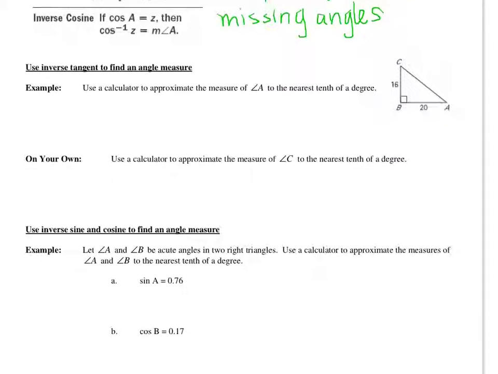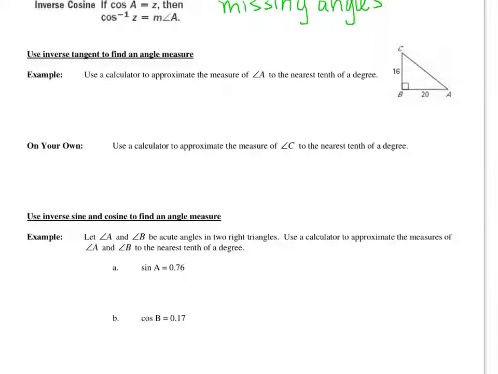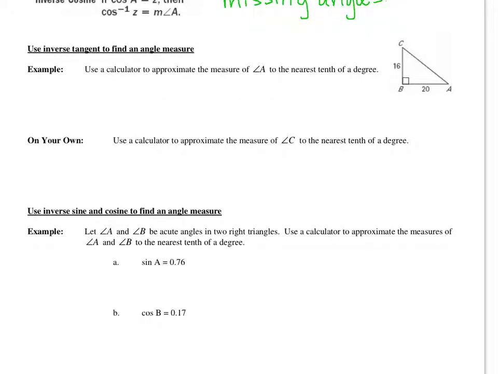So let's use the inverse tangent function first. It says use the inverse tangent to find an angle measure. My example, use a calculator to approximate the measure of angle A to the nearest tenth of a degree. So here's a key thing. We're using a calculator to approximate the measure of angle A. That's our key piece right here. So this is the angle I want to find, and I'm going to put the little symbol theta here to represent that that's my angle.